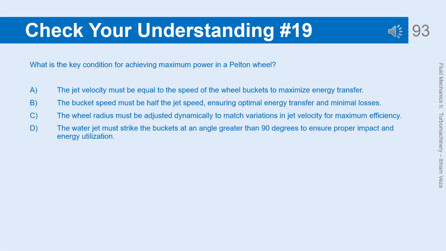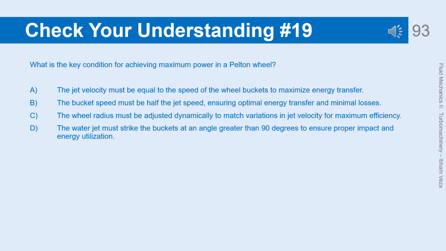Correct answer, B. The bucket speed must be half the jet speed, ensuring optimal energy transfer and minimal losses. Explanation of incorrect options. Option A. If the bucket speed equals the jet speed, the relative velocity between the water and the buckets becomes zero, leading to inefficient energy transfer. Option C. The wheel radius is typically fixed during operation. Efficiency is determined by the relationship between jet speed and bucket speed, not by dynamically adjusting the radius. Option D. Water jets striking the buckets at angles greater than 90 degrees would result in improper impact, reducing efficiency instead of maximizing it.